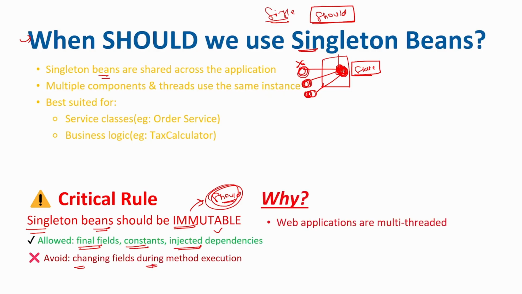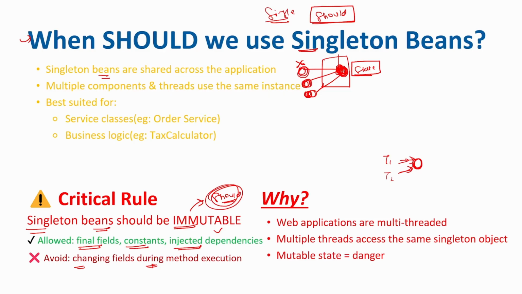Because web applications are multi-threaded, if multiple threads, say T1 and T2, access the same singleton object and there is a mutable state in the singleton bean, it will lead to danger: a race condition and data corruption. That's why the singleton bean should be immutable. It should not be modified during method execution, therefore it should be stateless.